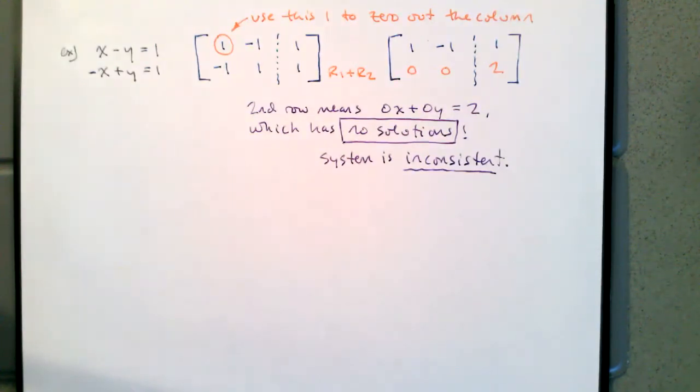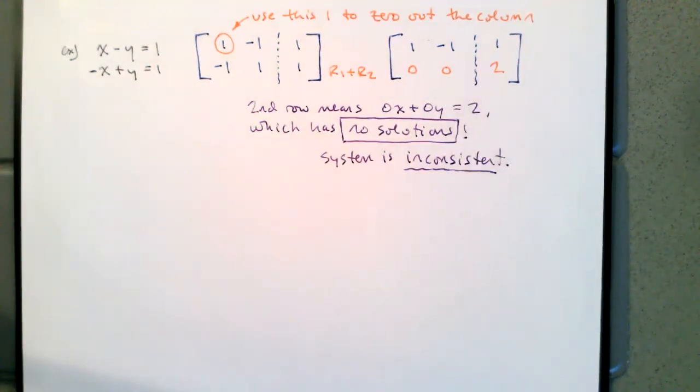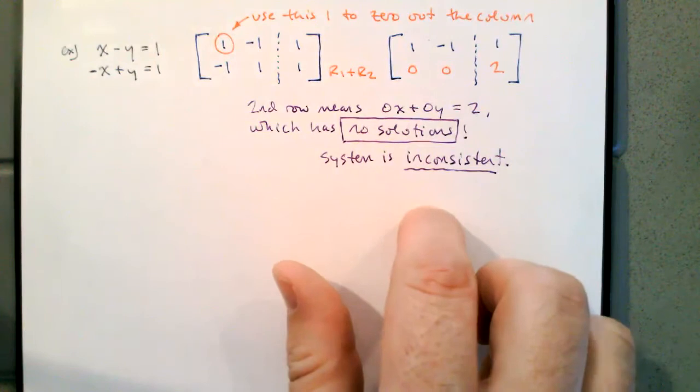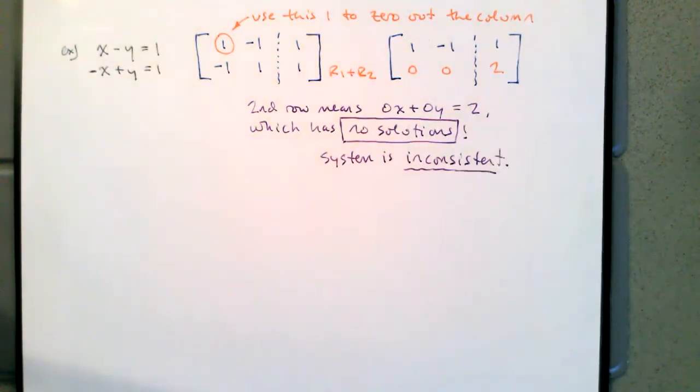So this augmented matrix is telling us that 0 has to equal 2 for this system to be consistent, and that can't happen, so the system is inconsistent. The system has no solutions.